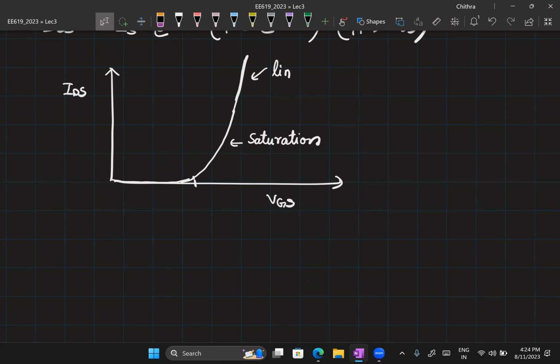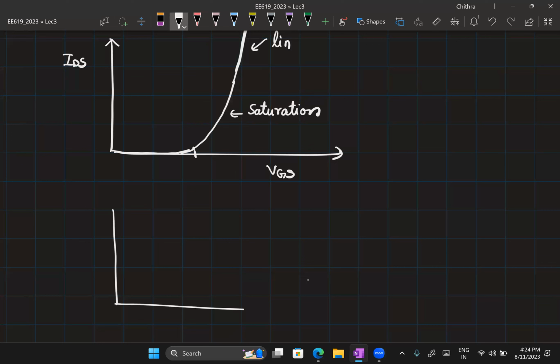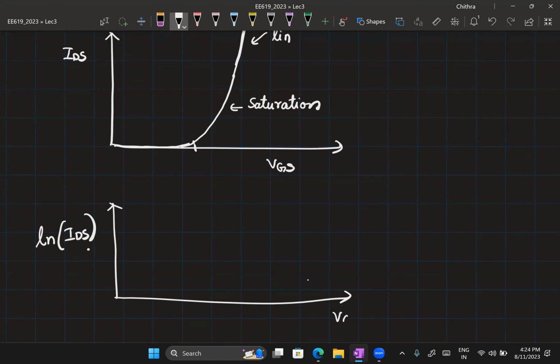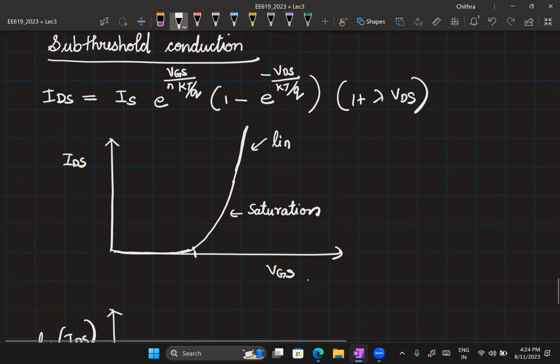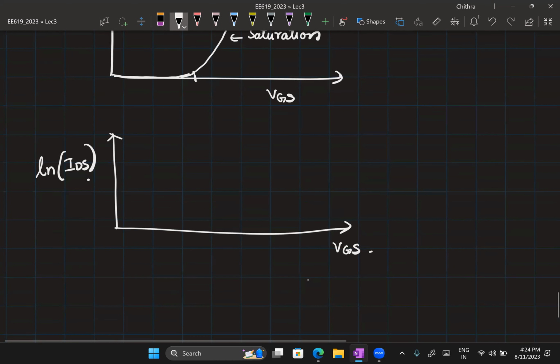So what do we do? We plot it in logarithmic scale. So we do log of IDS with respect to VGS. Because it was exponential here, now it will become linear in the log plot. So this is going to vary linearly, and then you will have the quadratic region, and then finally the linear region. So now the slope of this curve is of interest to us. What would we like it to be? Larger slope or smaller slope? Larger slope, right?